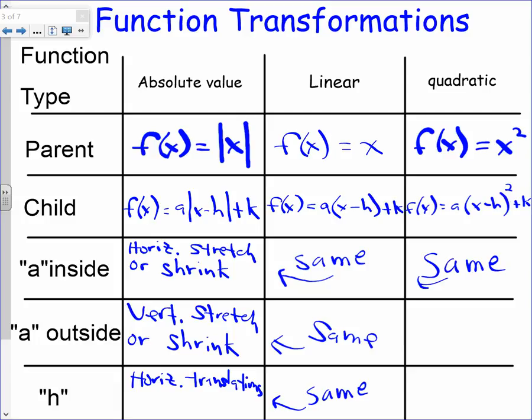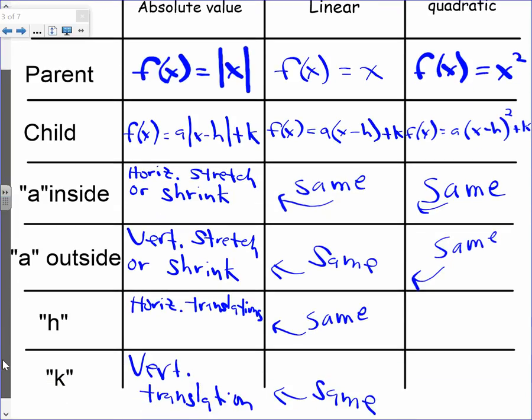What if the a is on the outside? You still have the same, a vertical shrink or stretch. Go ahead and write same. What about the h? Same. The h is still a horizontal slide, left or right, but same. Bless you. You're welcome. And last but not least, k is going to be a vertical translation, so it's the same also. Is that easy or what?